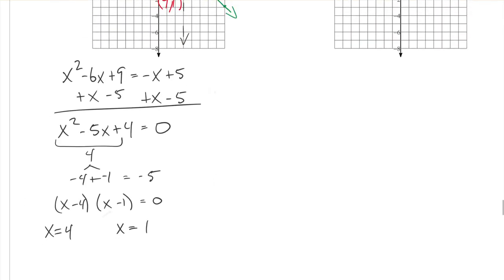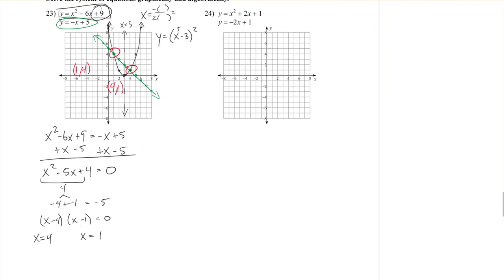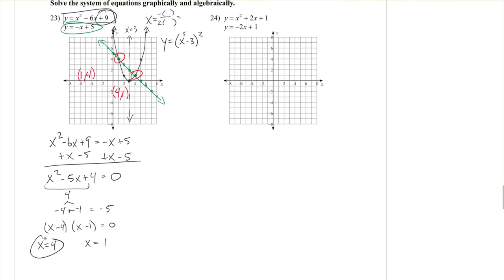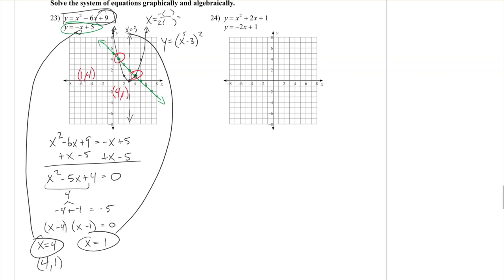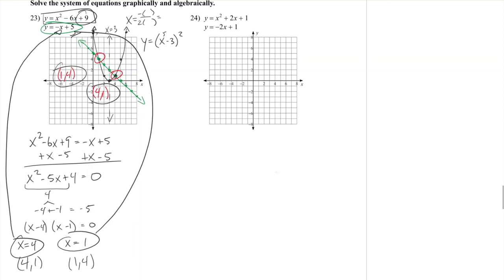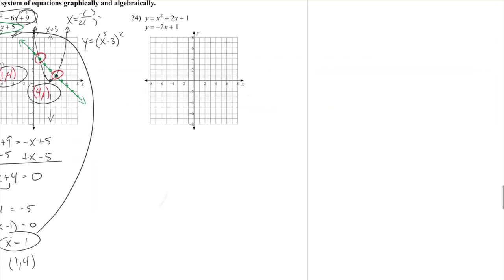And now when we plug in, if we substitute in a 4 for x into this equation, we already know this when we graphed it. Where were we at 4? We were at 1. So that's 4, 1. And when we sub in a 1 into that same equation for x, at 1 we were at 4, so that's 1, 4 right here and right there. Same thing for 24.